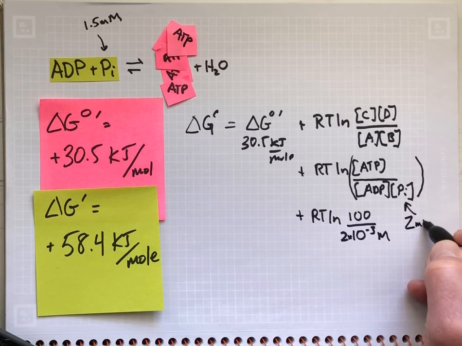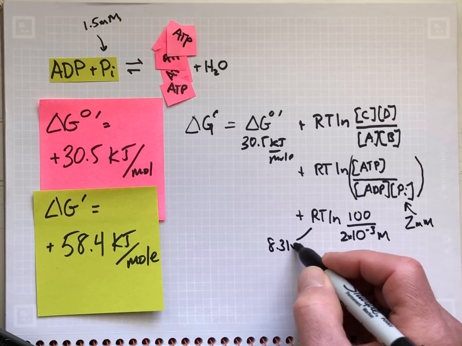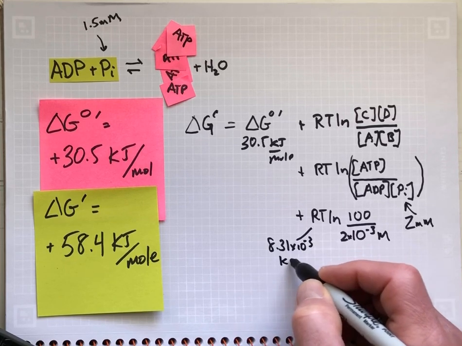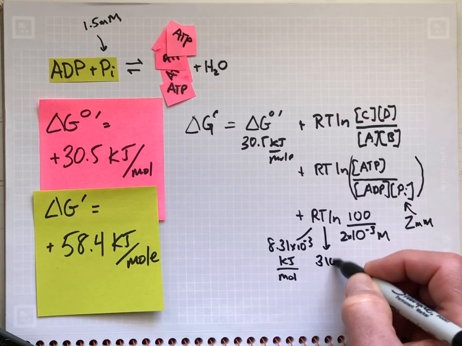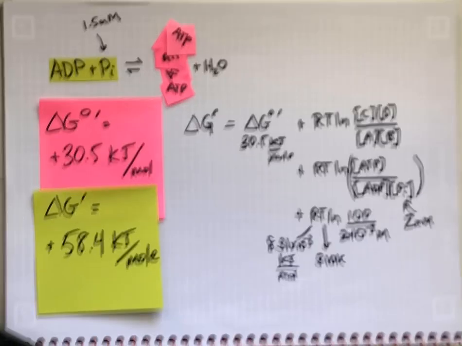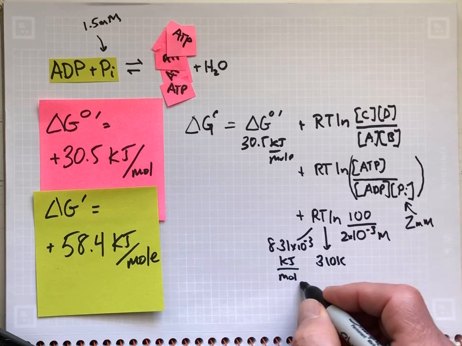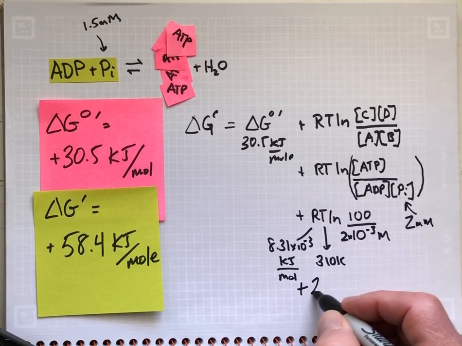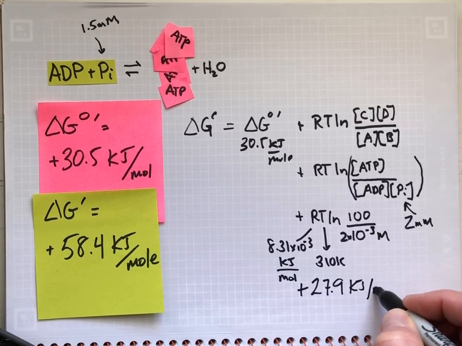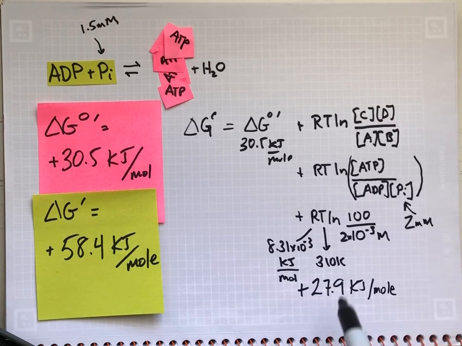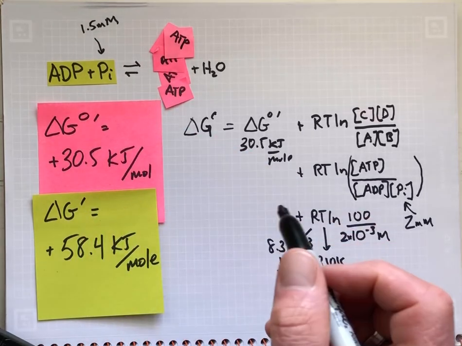R is 8.31 times 10 to the minus 3 kilojoules per mole. And temperature, a good value here, is 310 Kelvin for something at body temperature. And we do this math, and we get a value of approximately 27.9 kilojoules per mole. So that's the extra cost that it takes to make ATP at this high ATP to ADP ratio and under physiological phosphate concentrations.